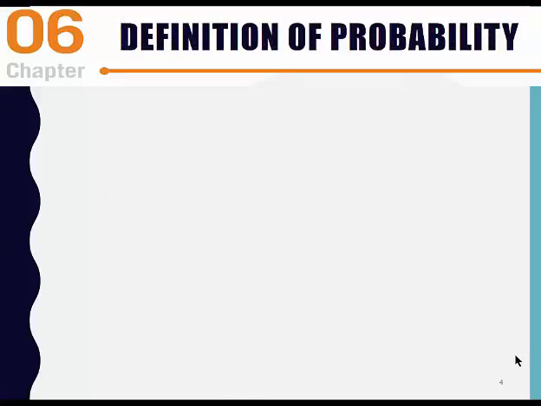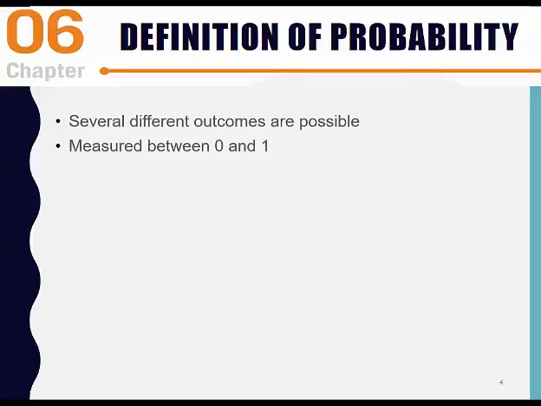Probability is a measure of how likely it is that a given event or behavior is going to happen, and there are several different outcomes possible. It is measured in terms of numbers between 0 and 1. So basically, if the probability is 0, it means that the event is never going to happen. If the probability is 1, it means that event is definitely going to happen. The closer it is to 0, the less likely it's going to happen. The closer the number is to 1, the more likely that this event is going to happen.